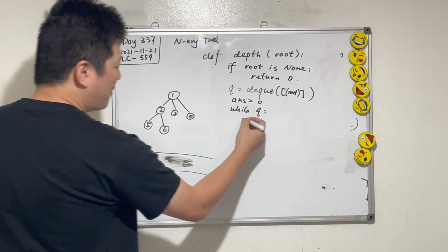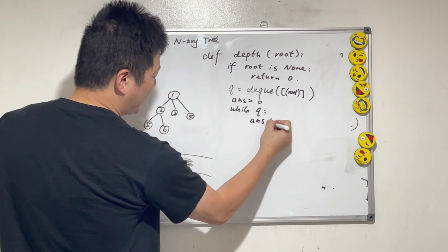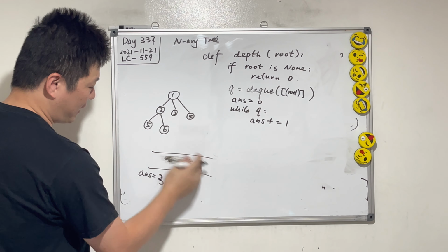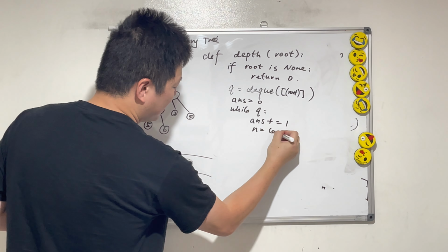So that's it. While q, then answer plus equal 1, as I just said. And I need to take everything out. So how many kids are there in the queue? Which is length q, right?